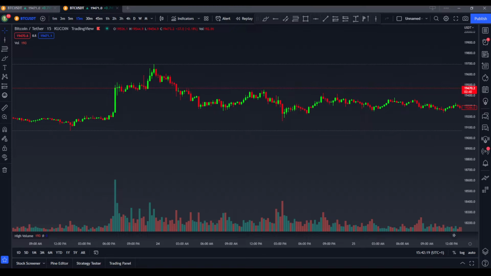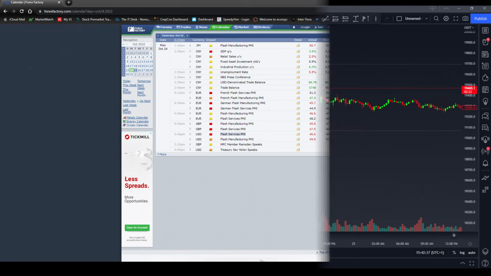So today, I think, is Tuesday. We're going to look at basically Tuesday and Monday, and then we're going to map out the remaining Wednesday, Thursday and Friday. You would really do this on a Sunday, but just as a starting point, let me hop over to Forex Factory.